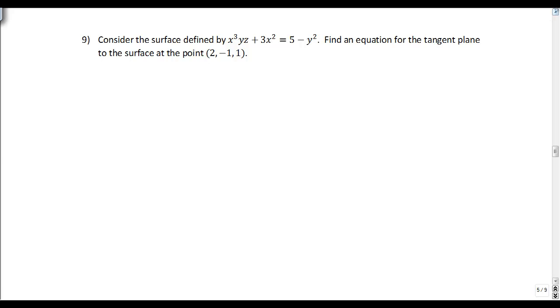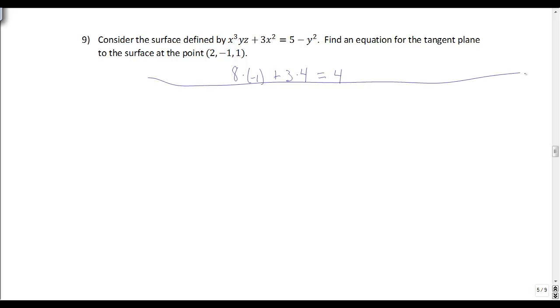Okay, so let's plug in this point and make sure it's on the surface. That didn't work out with the last one, so first thing here, just check the point. You're going to get 8 for x cubed times negative 1 for y. Z is going to be 1, that won't matter, plus 3 times x squared, that's 2 squared is 4. So let's see, this is negative 8 plus 12, that's 4. And then 5 minus y squared, negative 1 squared, that's 4. Hey, this actually works out. Okay, so you should be able to assume that's correct, but because I messed up the other one, I want to make sure that was correct here.